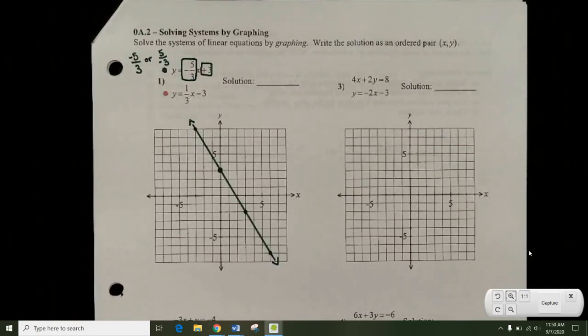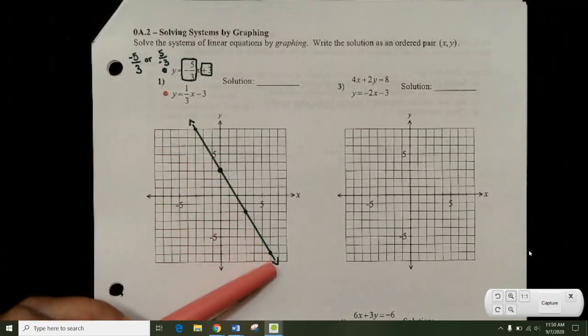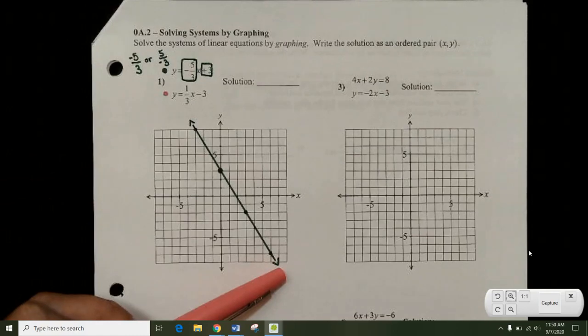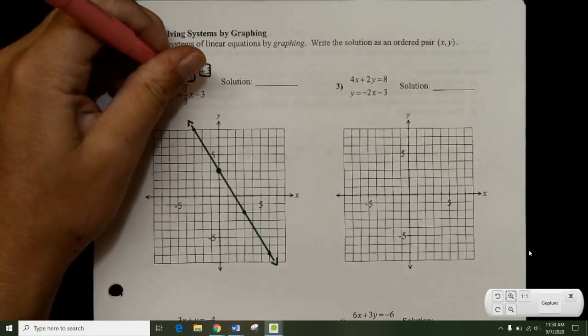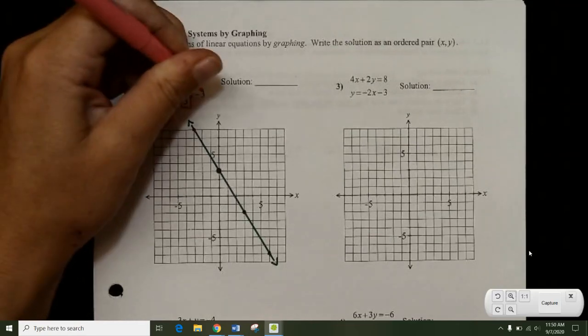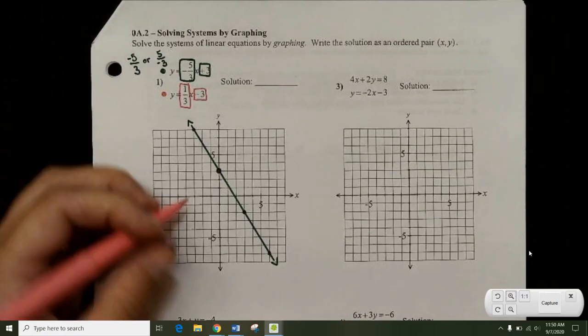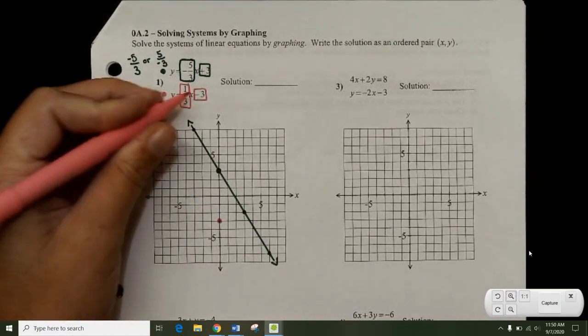It doesn't tell me anything about the solution yet, except for the fact that any point on this line has the opportunity to be the solution. What I'm looking for is where this second line intersects this line. So my next line is 1/3 x minus 3. So I start with my y-intercept, which is negative 3, 1, 2, 3, and I use my slope 1/3.